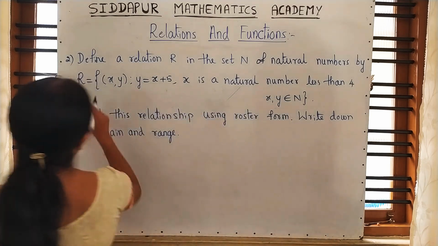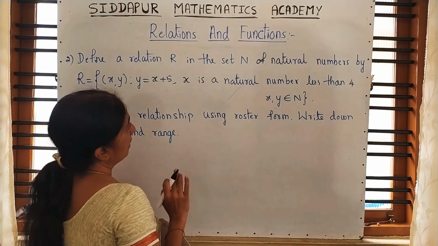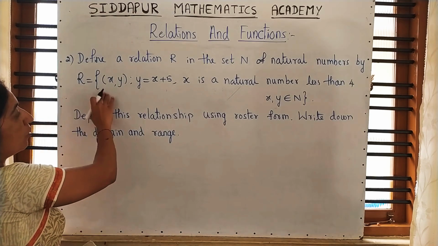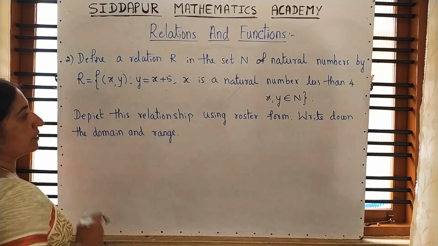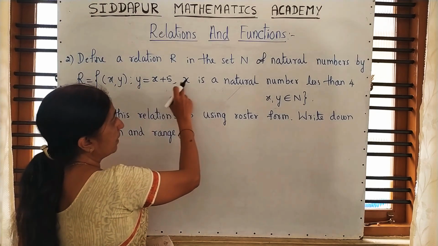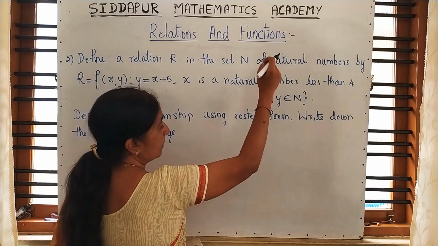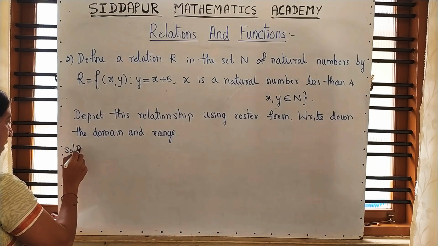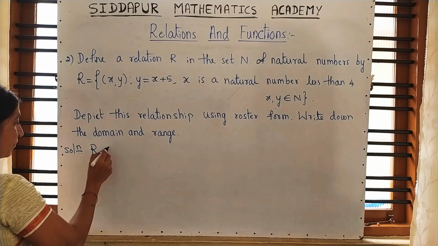See the question. Define a relation R in the set N of natural numbers by R = {(x, y): y = x + 5, x is a natural number less than 4}. So with the help of that concept, how do you write the relation R?